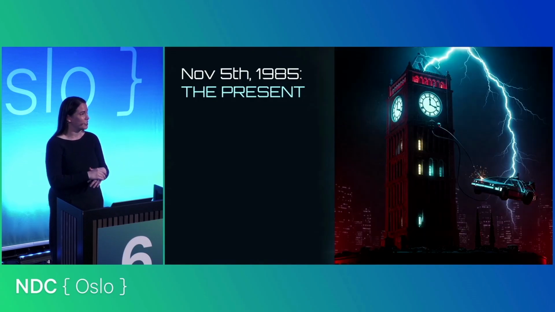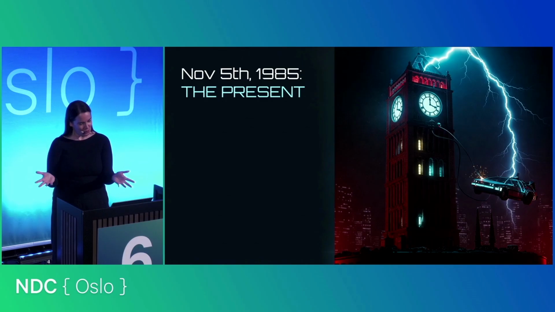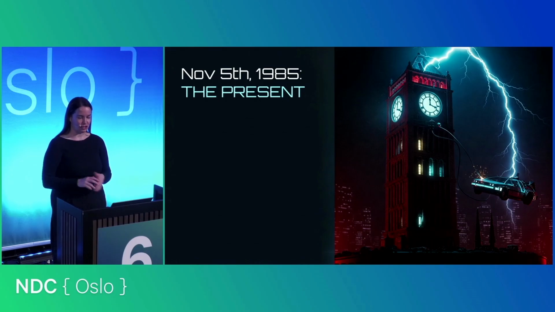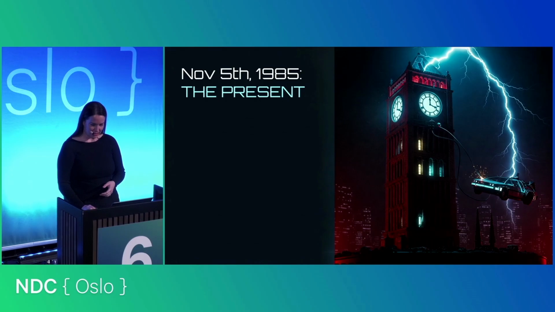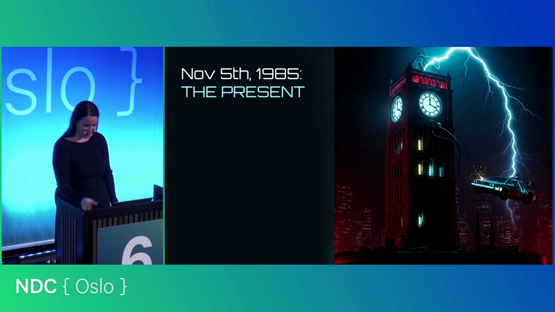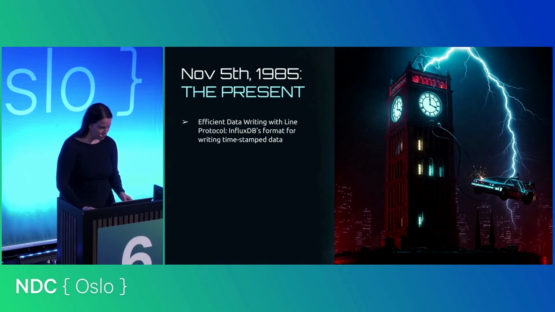What about doing things right now in the present? Let's travel to November 5th, 1985, or May 22nd. That works too. It's our present day analogy for real-time monitoring. When Doc Brown was trying to harness lightning to power the DeLorean, he had to have precise real-time monitoring. It's essential, right? And real-time monitoring requires efficient data writing. It's a really big deal.